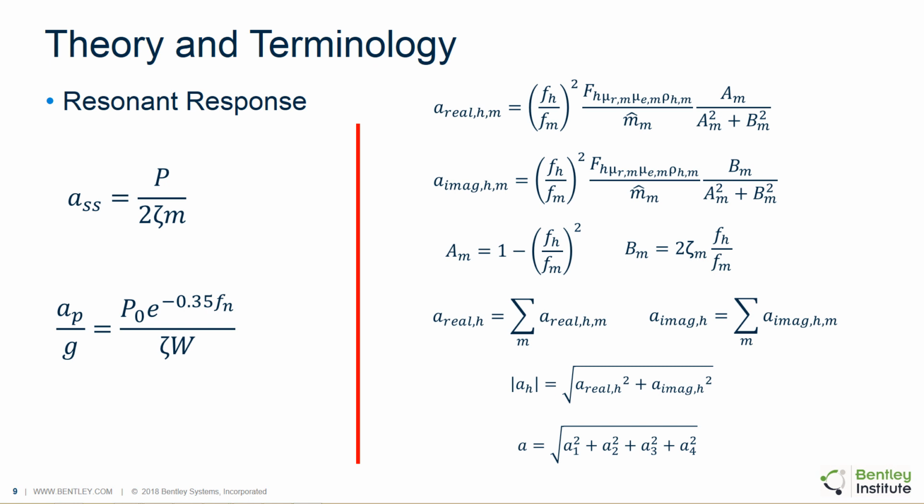So we use the same value of mu, which again, recall that mu is the value of the mode shape at a particular point, and that is a unity normalized mode shape.